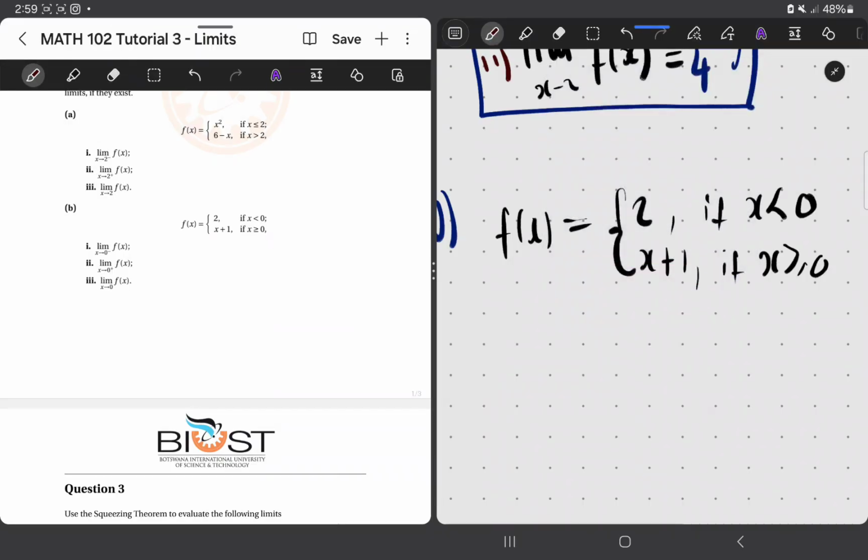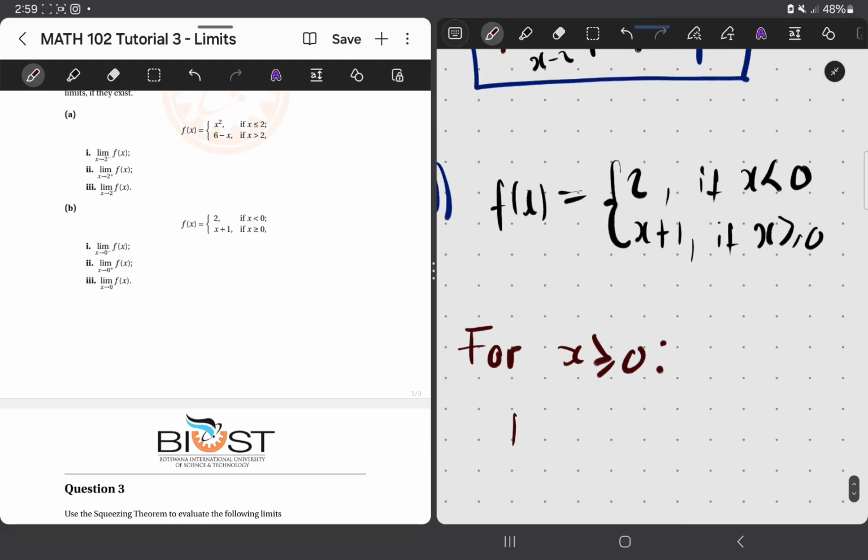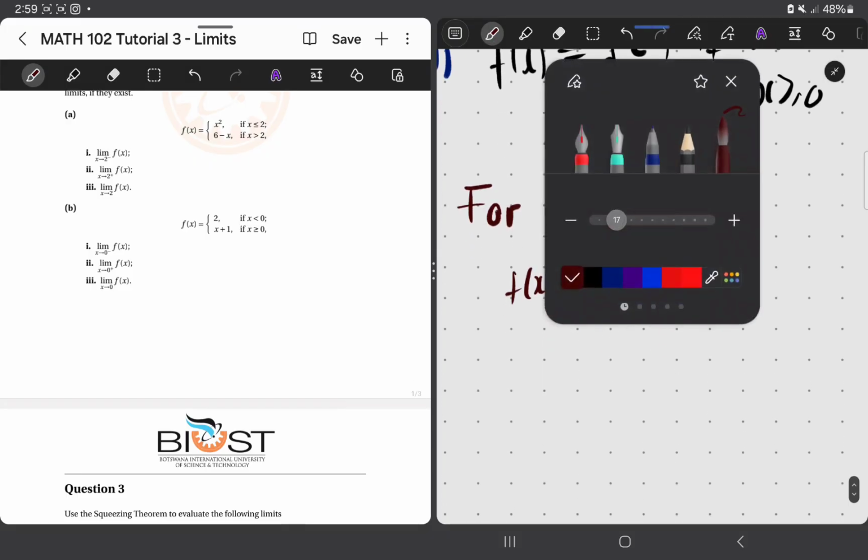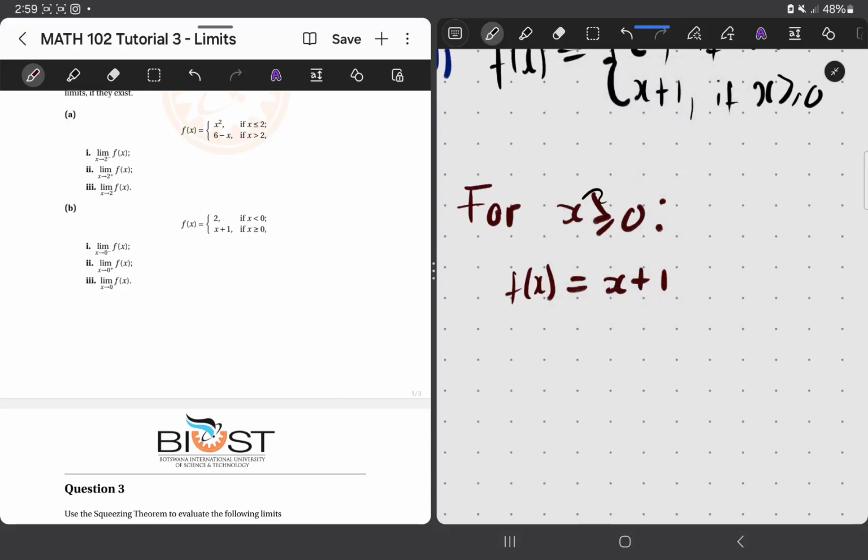Let's do it. So we can say for x greater than or equal to 0, we can now say f of x is equal to x plus 1. Okay, now we only need 2 points, really, and remember that x should be greater than or equal to 0. So I only need 2 points to plot a line, because the highest power of x here is 1, which means this is going to be a line.